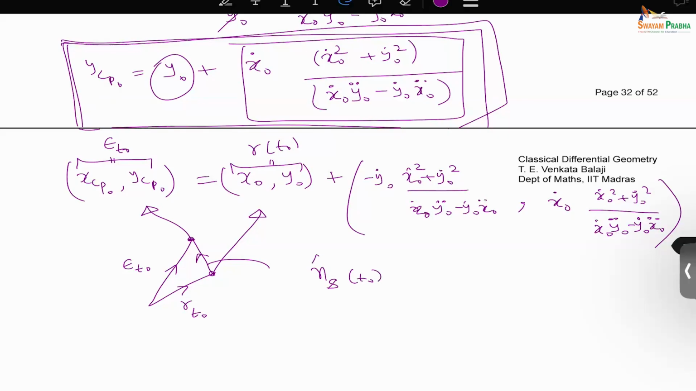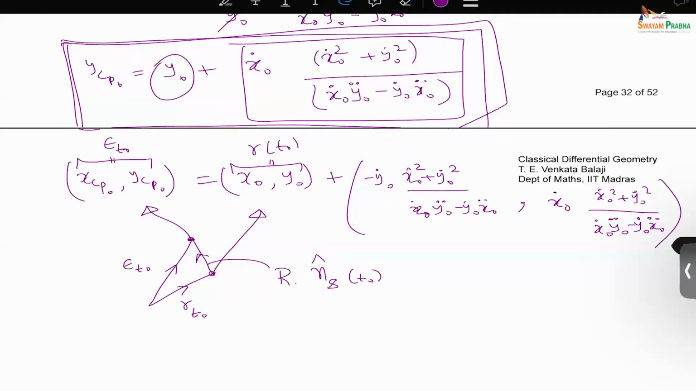Okay, and I will put a cap to say that this is a unit vector. By the way, epsilon t naught and gamma t naught are also vectors. I am not putting arrows on top of them as you do usually. It is to be understood. But here I am putting a cap because I want to stress that it is a unit vector. Then this times the radius of curvature at t naught. So this length here is r t naught.